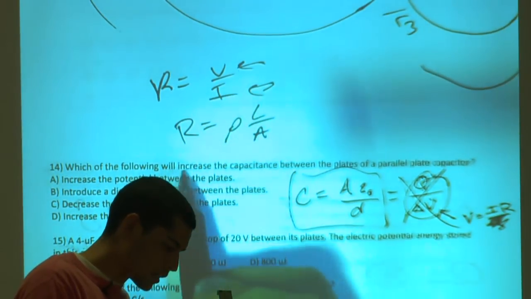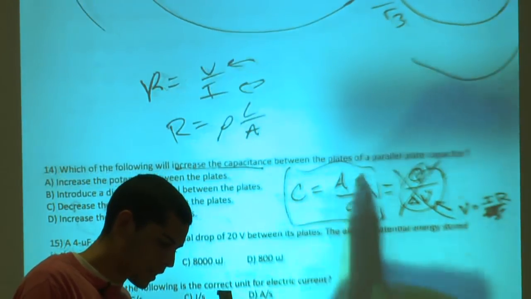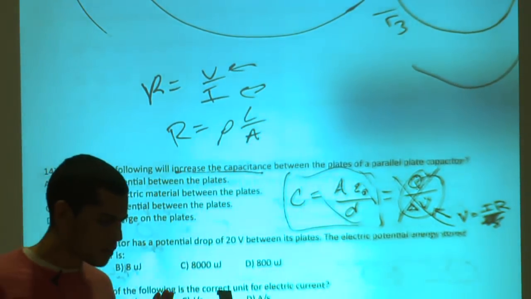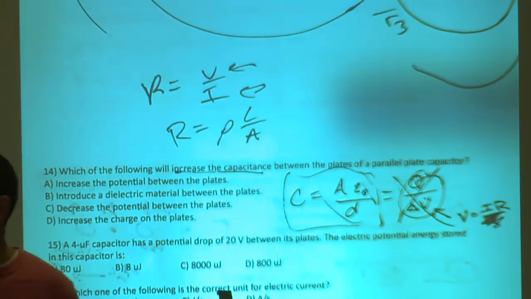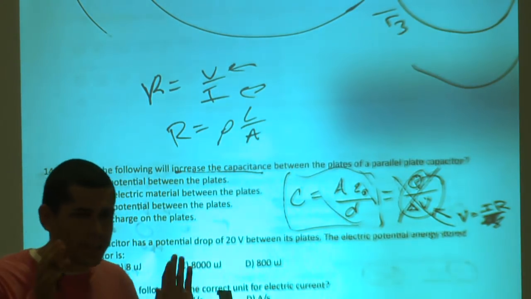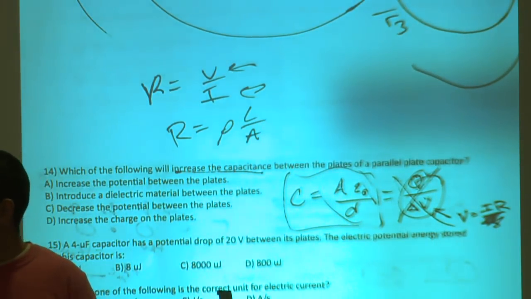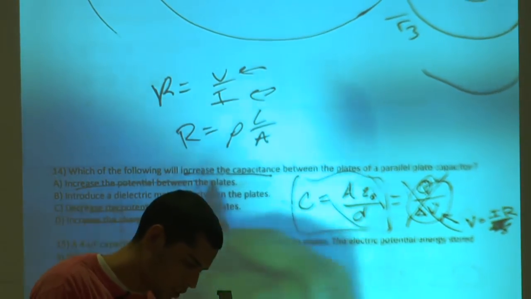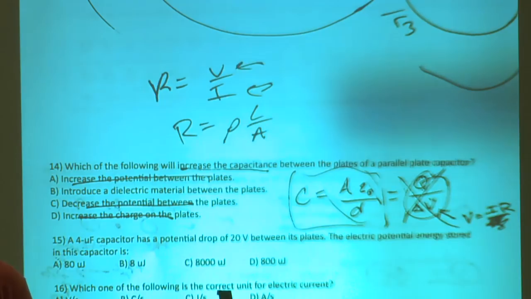Thus, if we're looking to increase the capacitance, we'll look to increase the geometric quantities, but we don't see anything here with area or distance between the plates. We could go off intuition and cross off increasing the charge, increasing the potential, or decreasing the potential.